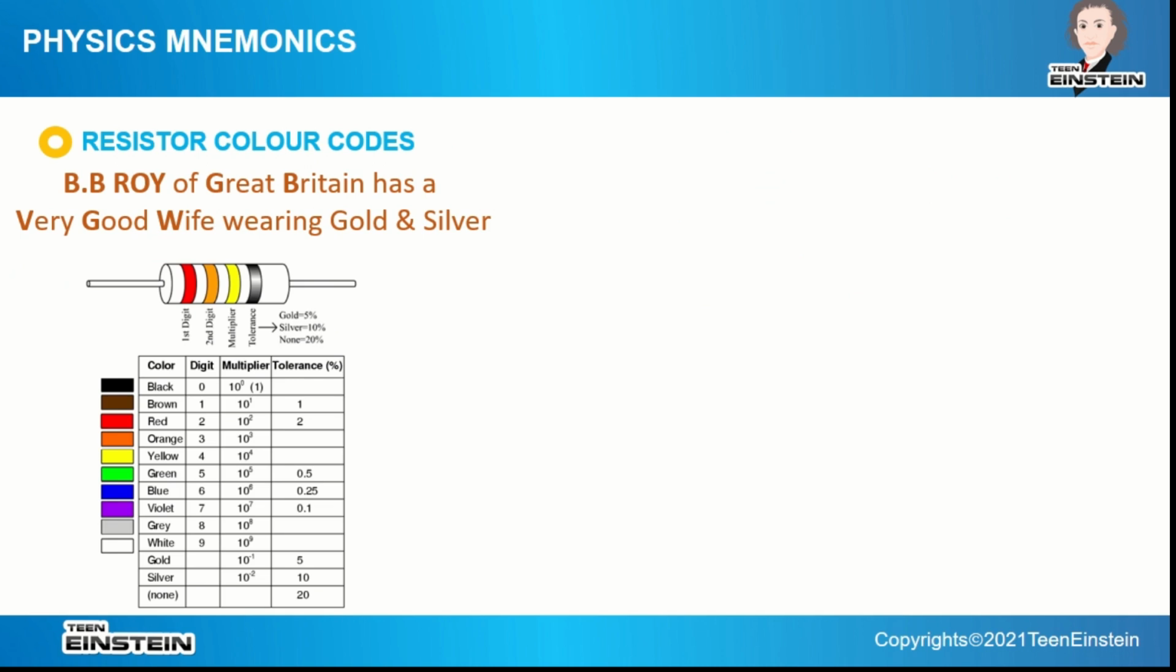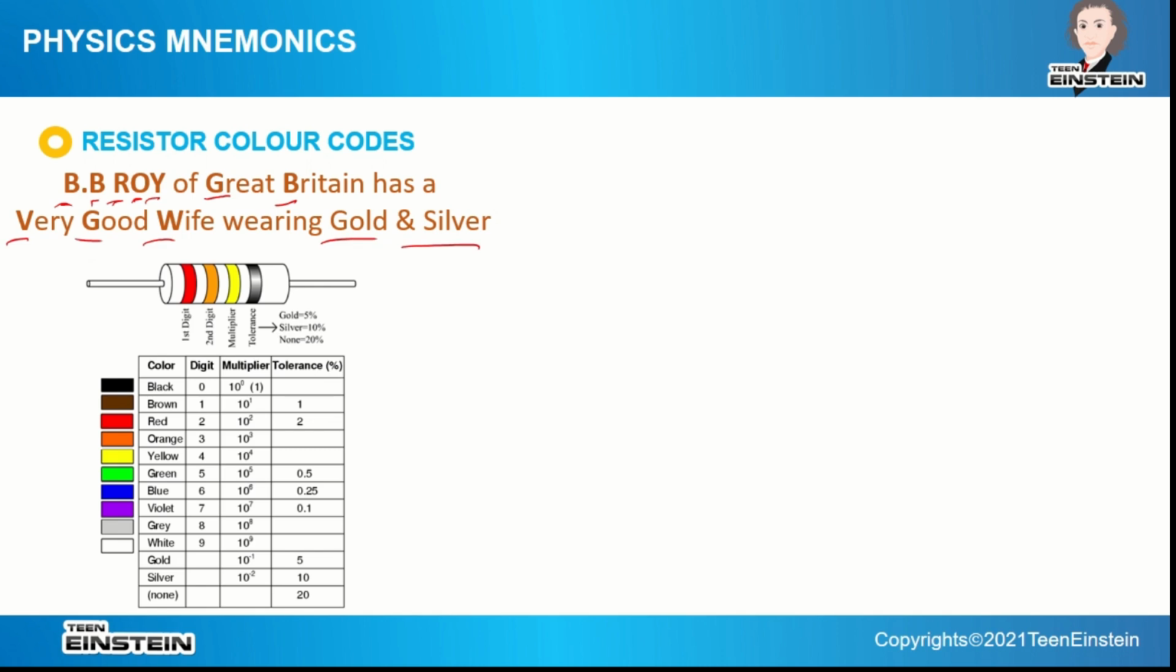B.B. Roy of Great Britain has a very good wife wearing gold and silver. Here, B stands for black, another B stands for brown, R stands for red, O stands for orange, Y stands for yellow, G stands for green, B stands for blue, V stands for violet, G stands for gray, and W stands for white, wearing gold and silver.